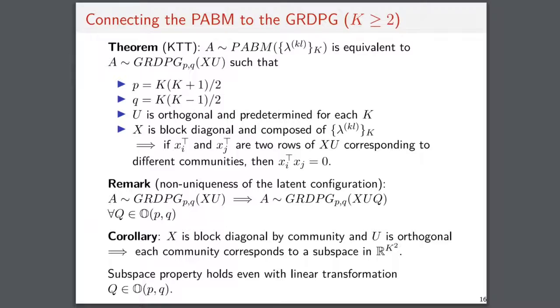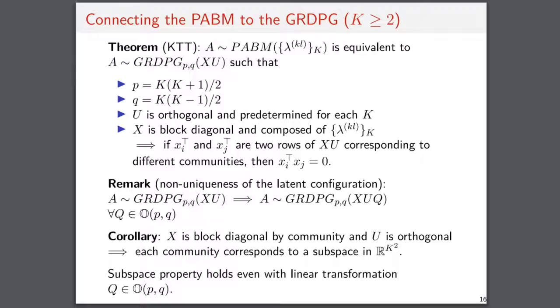Our theorem states that if we have a PABM, we can compute an x that is block diagonal and u that is orthogonal such that the model is GRDPG with latent configuration xu. Furthermore, the latent configuration is such that if two vectors xi and xj belong to two different communities, their dot product is 0.